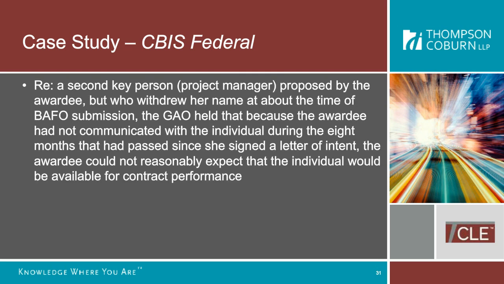And then in this case also, there was another key person, a project manager, that was proposed by the awardee, and that person withdrew her name at about the time of BAFO submission, and the GAO held that because the awardee had not communicated with that individual during the 8 months that had passed since she'd signed a letter of intent, the awardee could not reasonably expect that the individual would be available. So what do we learn from this?